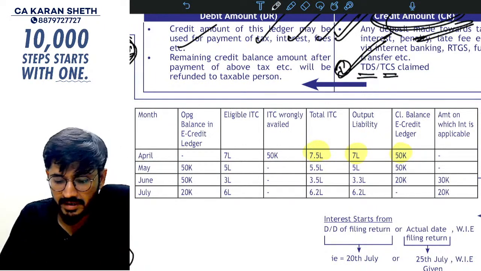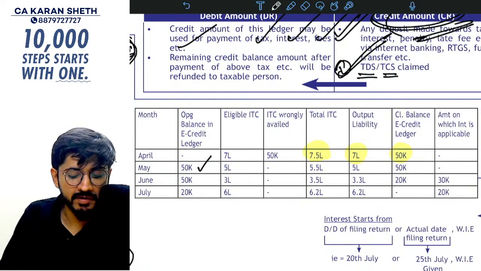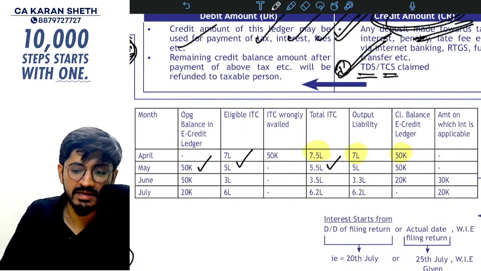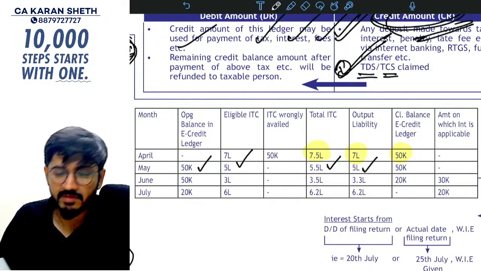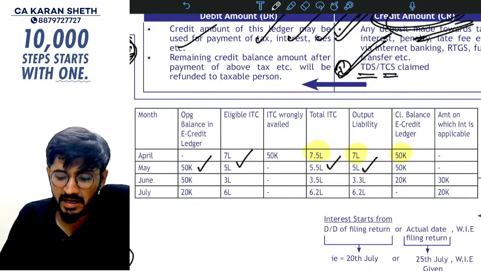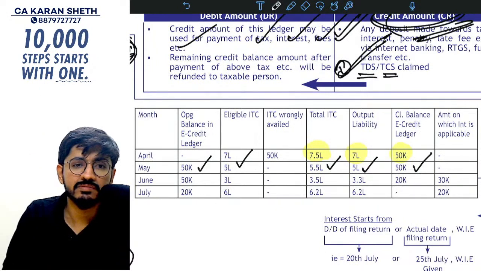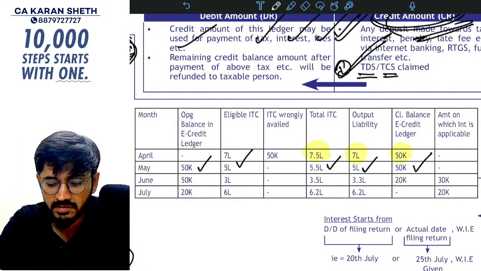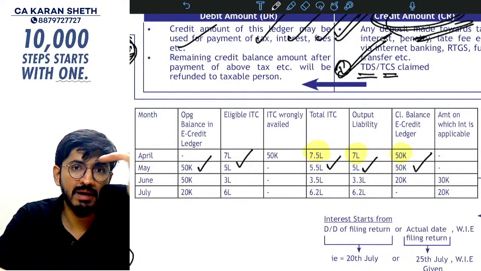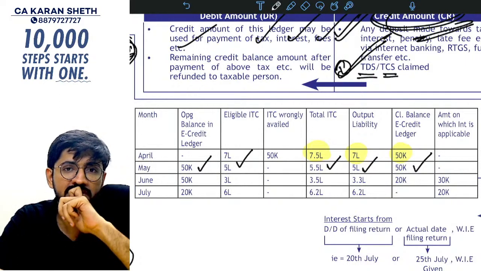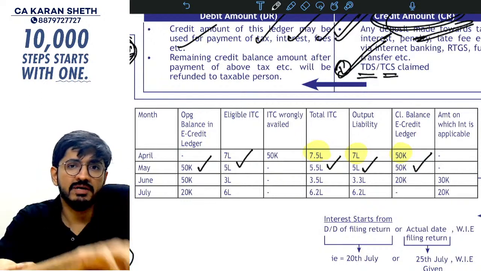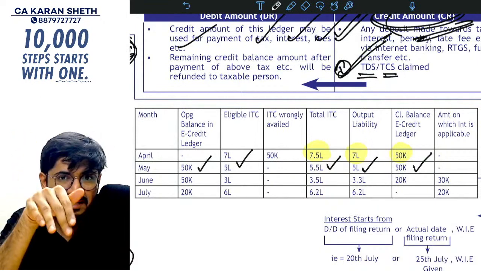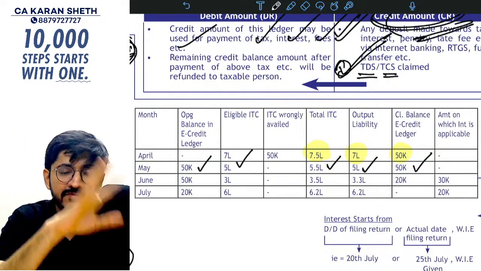Got it? Correct. Now that will be carried forward. Eligible is 5 lakhs. Now total ITC will be 5.5 lakhs. Output tax liability will be 5 lakhs. Closing balance of e-credit ledger will be 50,000. Got it? So do you realize that the closing balance of e-credit ledger is still not below 50,000? Whatever ITC is wrongly availed, understand you have not utilized it yet. The balance has not gone down below 50.